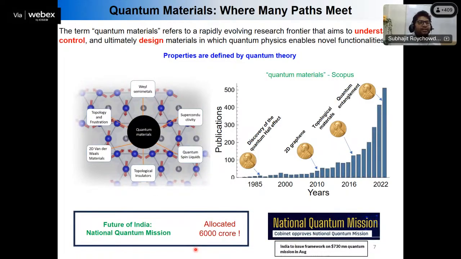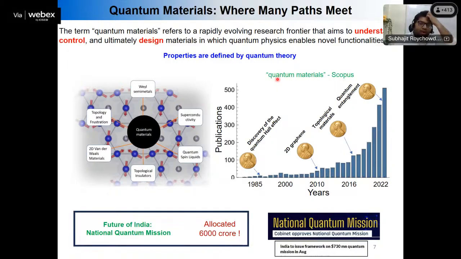So in a broader aspect, we can say that quantum materials refer to a rapidly evolving research frontier that has three aims. First, to understand; second, to control; and third, to design materials in which quantum physics enables novel functionalities. Here I have summarized a few quantum materials like topological insulators, Weyl semimetals, superconductors, and so on.